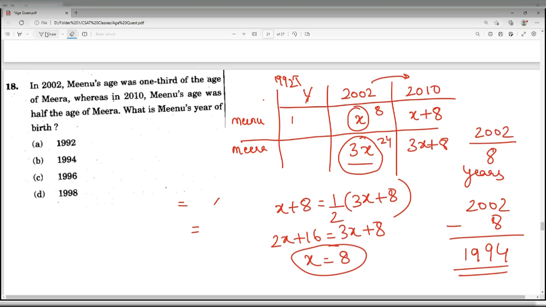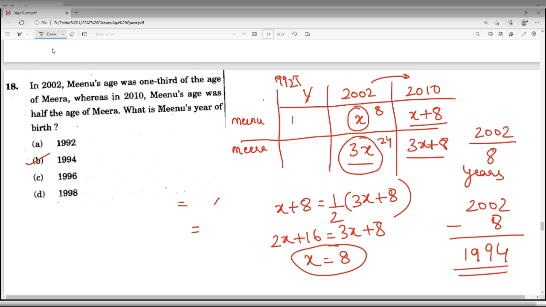I'm sorry, I messed up here. It's D. Because I took x plus 10, I thought this 10 here was 2000. It was actually 8 years ahead. So it becomes x plus 8 and 3x plus 8.